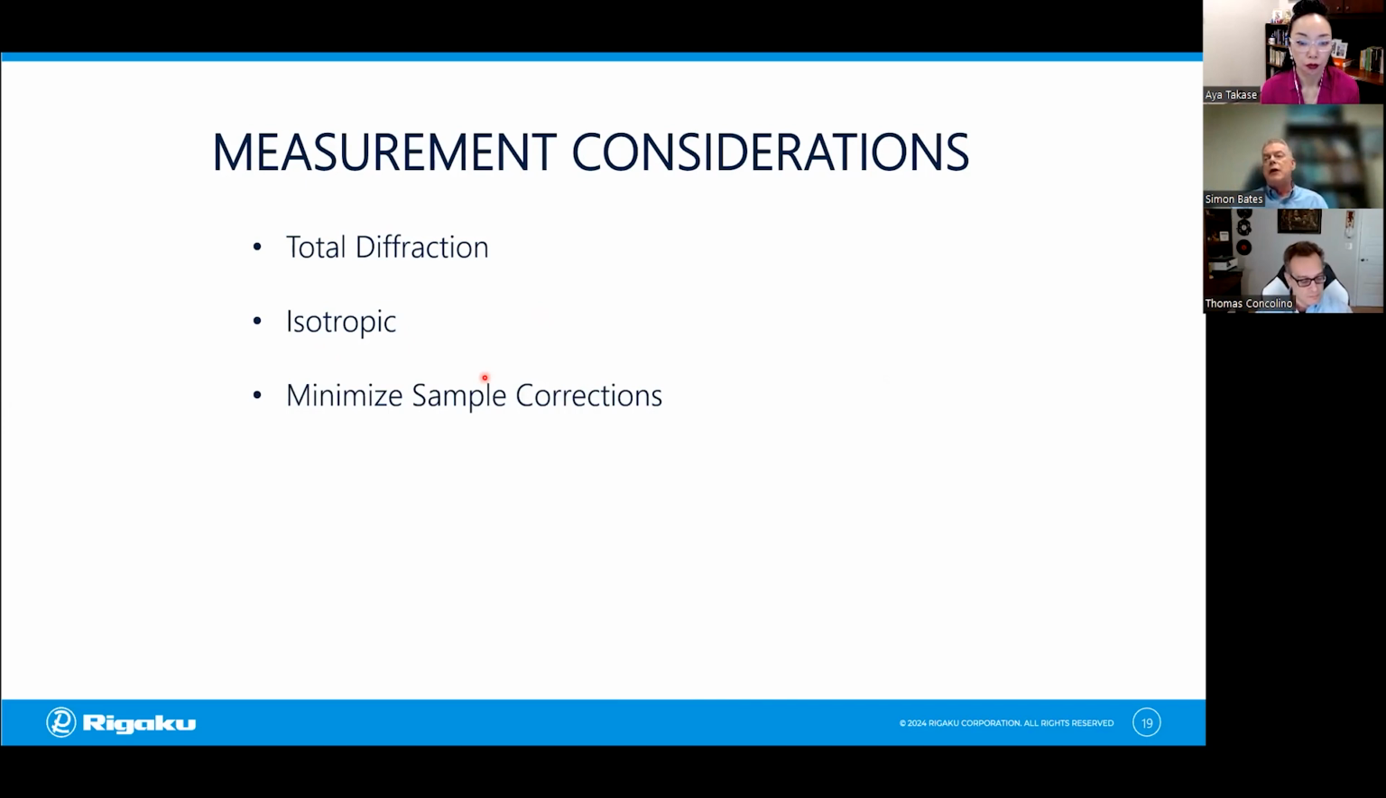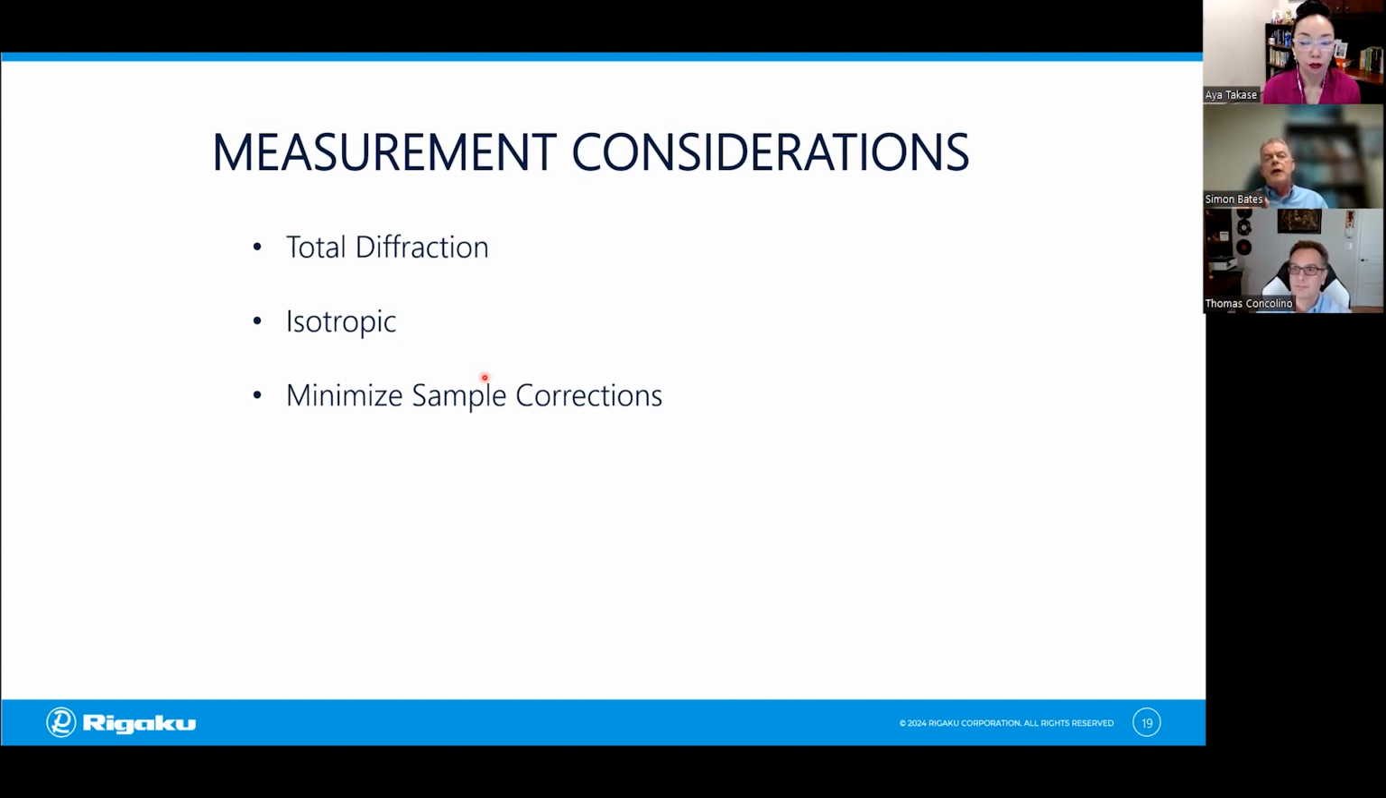Thirdly, minimize sample corrections. In the bad old days, PDF was really difficult to calculate because there are so many corrections to get from measured data to instrument-free data, which is what you need for a PDF. Nowadays, we've made life really easy for you. With the Rigaku SmartLab Studio 2 program, I can calculate these very quickly. It's completely automated, and it'll do it for multiple instrument configurations. So it's a very powerful package.